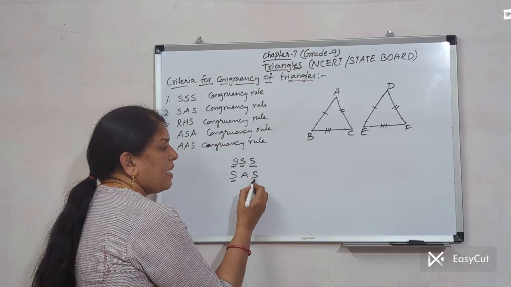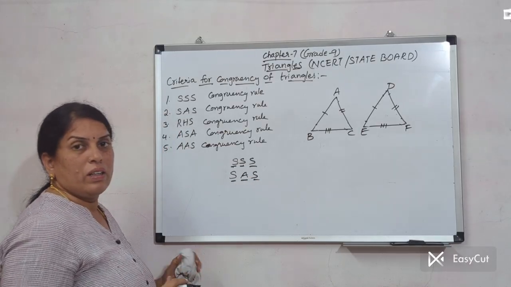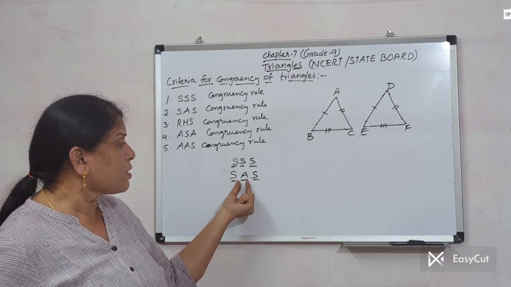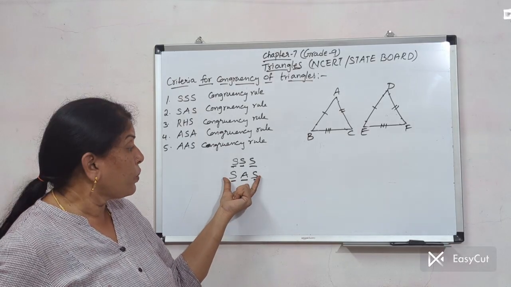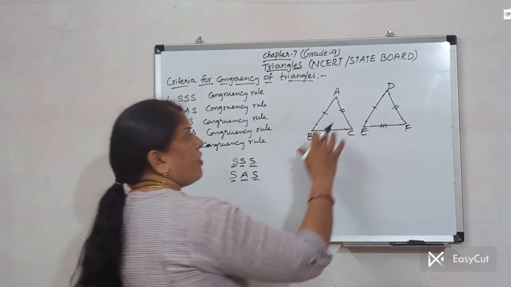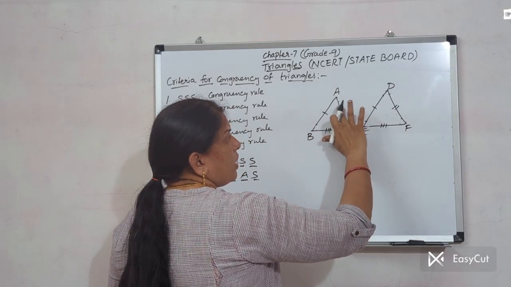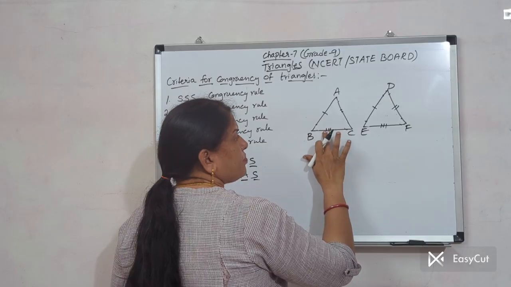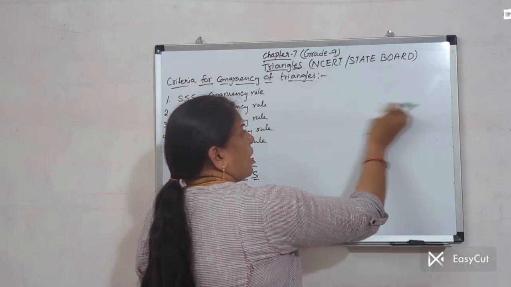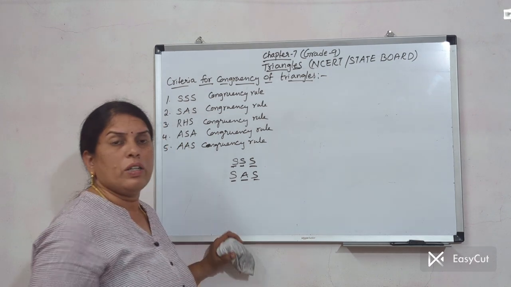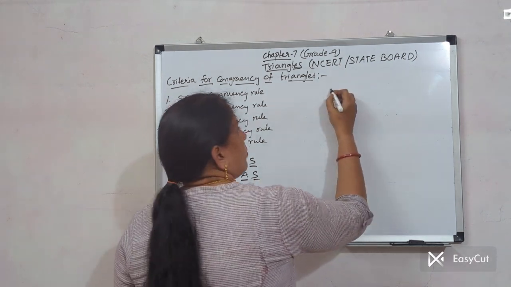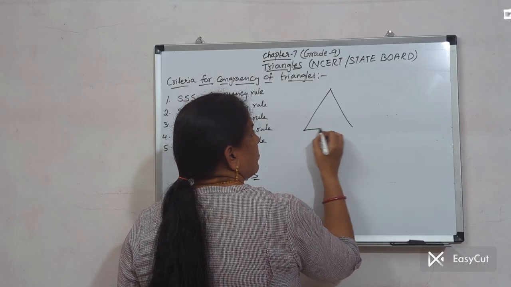SAS, side, angle, side. If you observe, this one means side, angle, side. Between the two sides an angle is there. That means if two sides of one triangle are equal to the two sides and the included angle of another, sorry, let me draw the figure first.